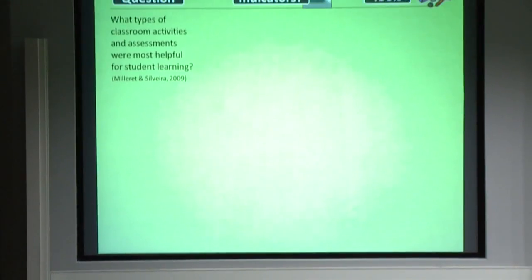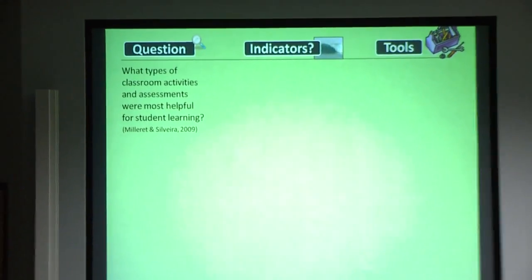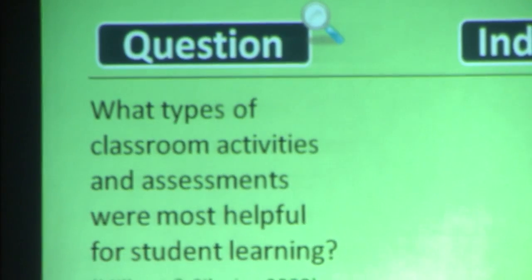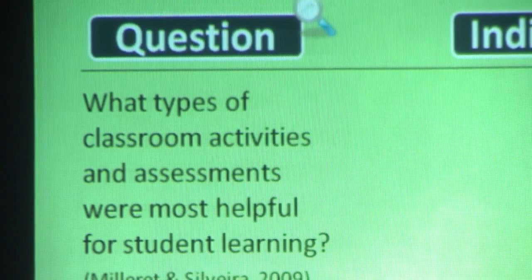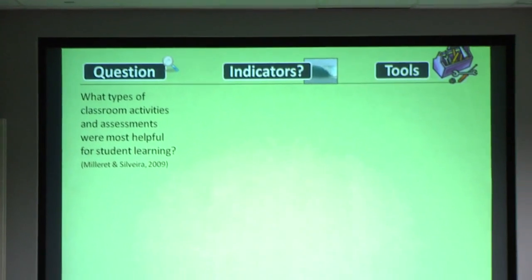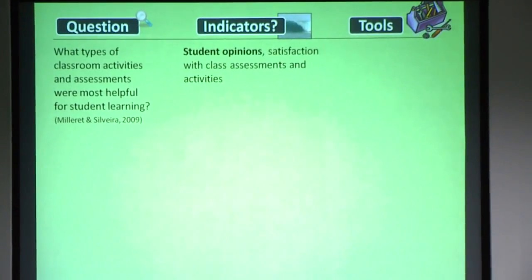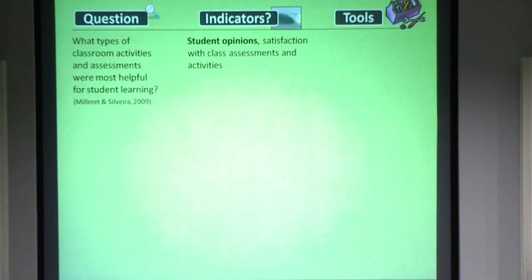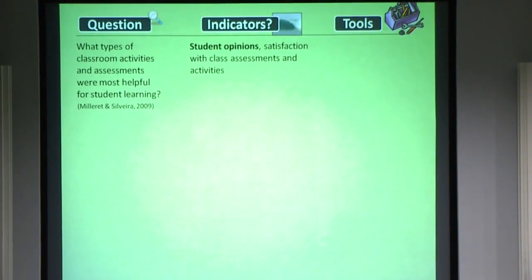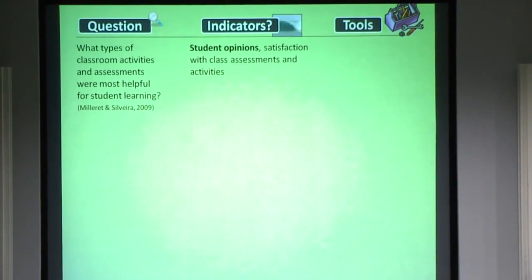And in the same way, imagine the following evaluation question. What types of classroom activities and assessments were most helpful for student learning? A group came up with this very question. So what would be an indicator? What would indicate helpfulness of activities and helpfulness of assessments, do you think? A quick example, student opinions might, right? Their satisfaction with class assessments and activities.